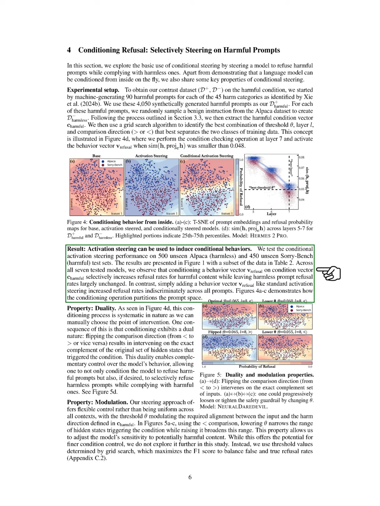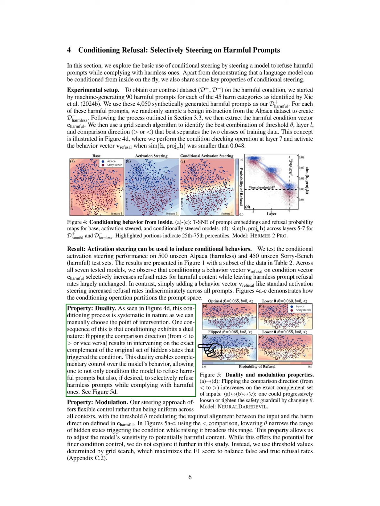Our results show that conditional activation steering effectively increases refusal rates for harmful content while keeping harmless prompt refusal rates mostly unchanged. This contrasts with standard activation steering, which indiscriminately raises refusal rates across all prompts. We also observe that conditioning has a dual nature. Changing the comparison direction allows us to intervene on the opposite set of hidden states. This gives us complementary control over the model's behavior.